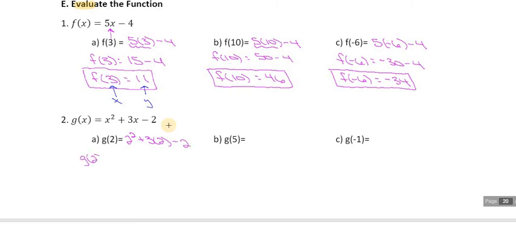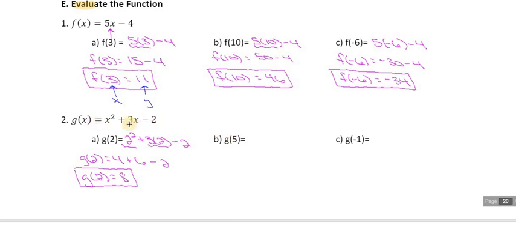Following PEMDAS, g of 2 equals 4 plus 6 minus 2, because we do our exponents and then we do our multiplication. And then our next steps are just addition and subtraction. So g of 2 is equivalent to 4 plus 6 is 10 minus 2 is 8. So when x is 2, y is 8.